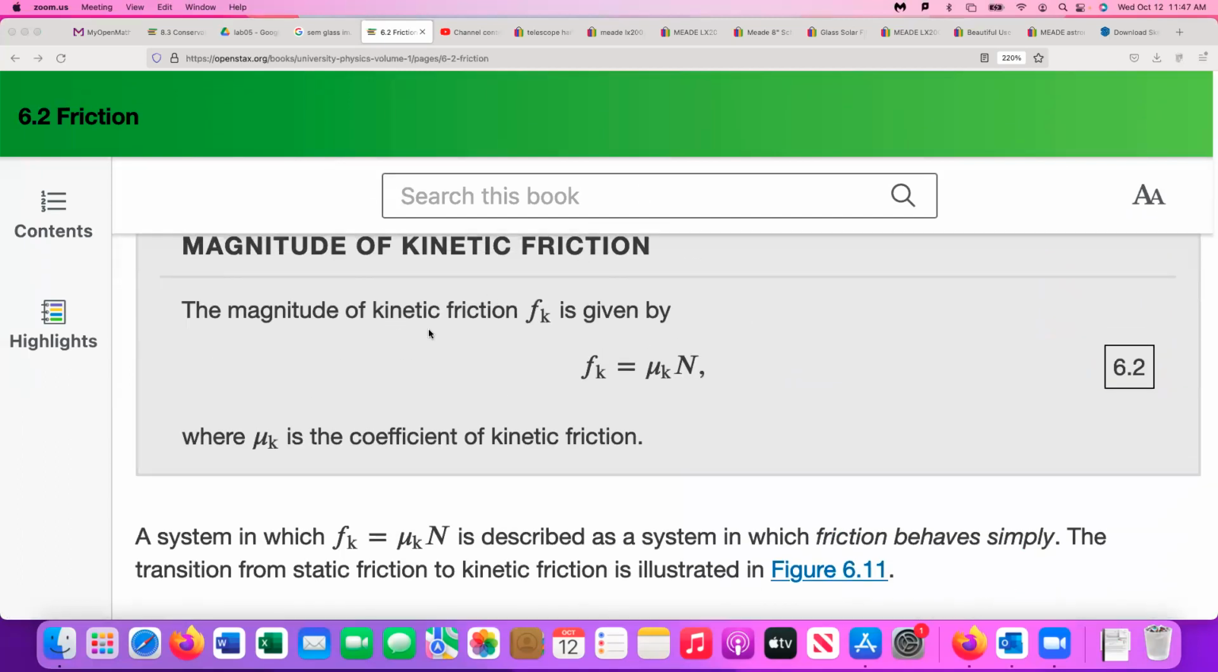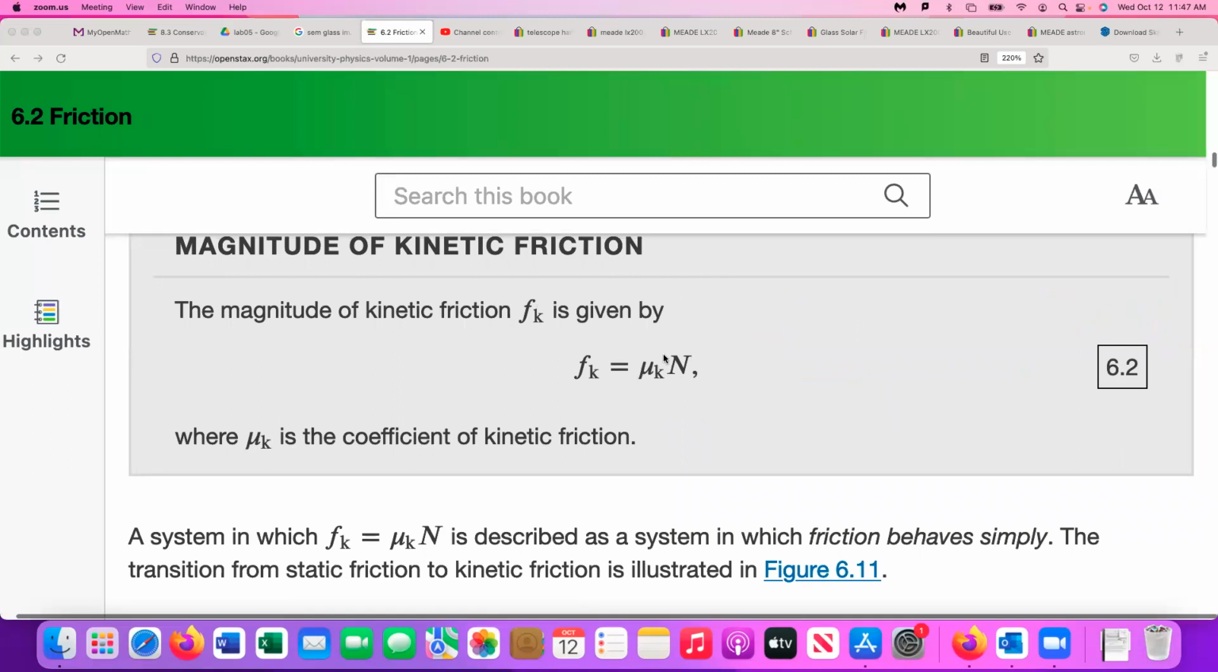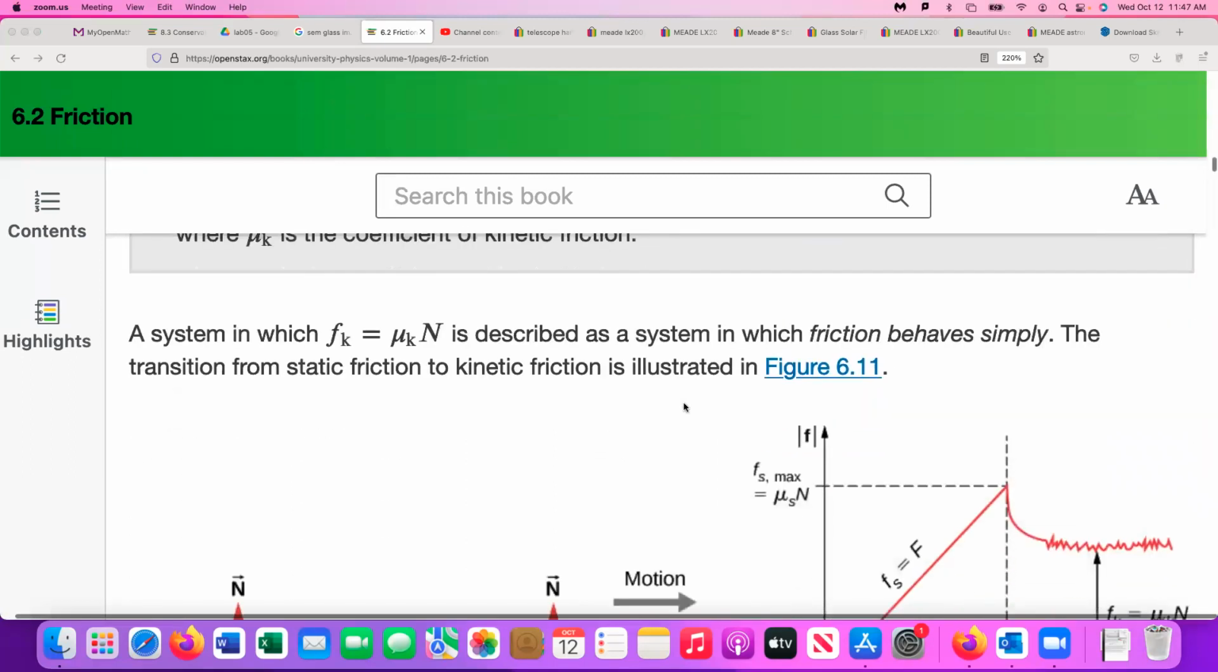Here's your kinetic friction equation. It's actually the same format as the static friction, except it's got an equal sign, right? And of course, the kinetic coefficient of friction is different than the static coefficient of friction.